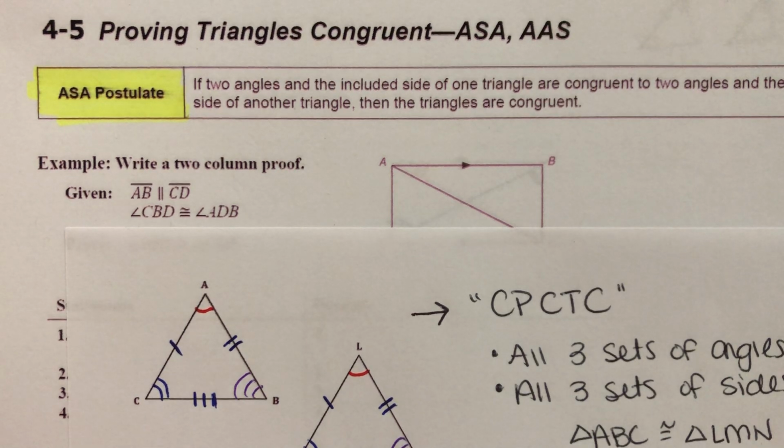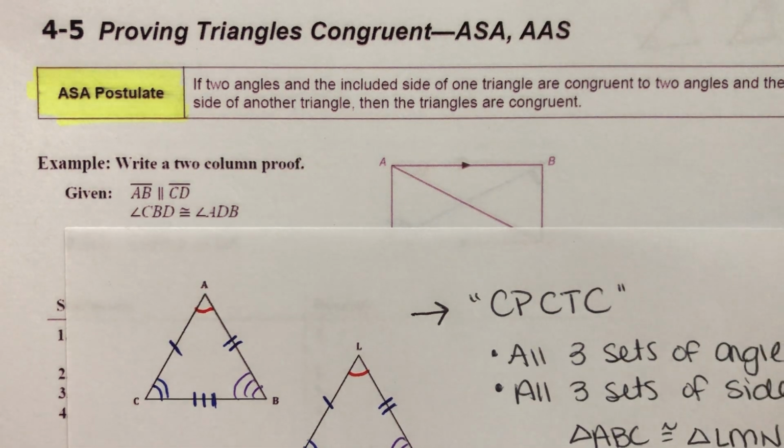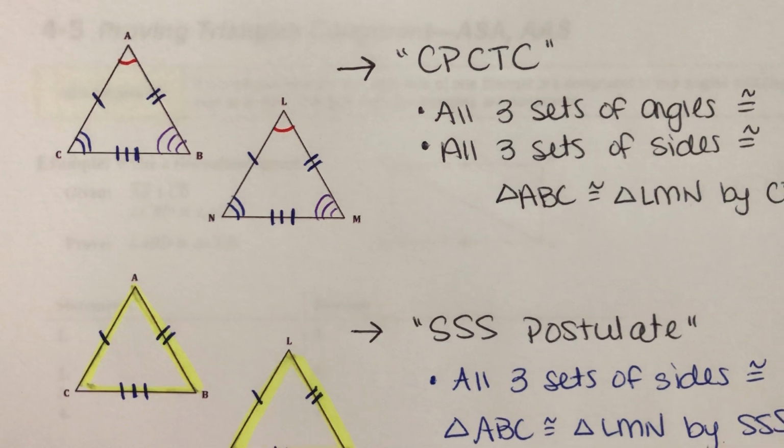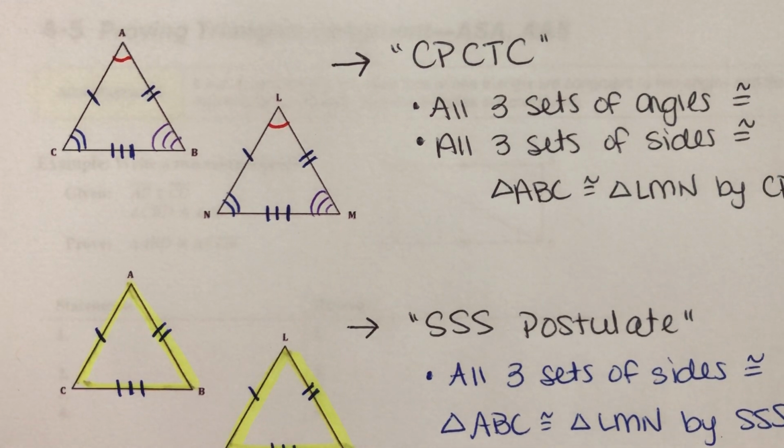All right, so today's lesson is 4-5, proving triangles congruent using the ASA and the AAS rules. So we've already done a few lessons here in chapter 4 talking about proving triangles congruent, and we talked about some of the rules that we can use, right? So triangles have 6 parts. They have 3 angles and 3 sides.